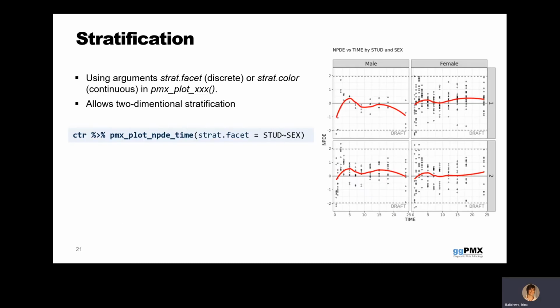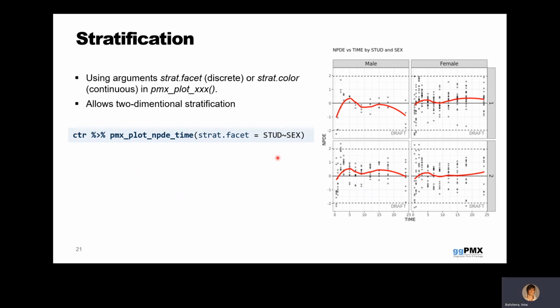Our final example is stratification of other diagnostic plots. Stratification is done using the arguments strat_facet for discrete strata, as we saw in the previous example of the VPC, or strat_color for continuous strata, applicable to all pmxplot functions. One or two-dimensional stratifications are possible.